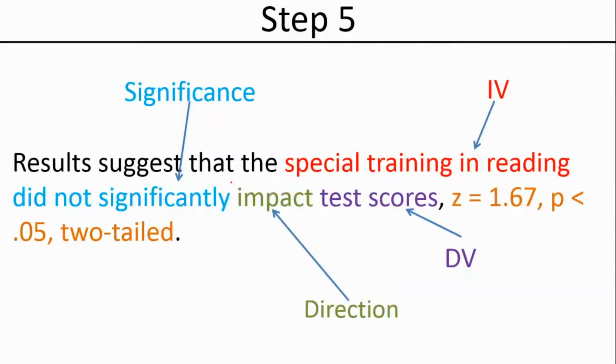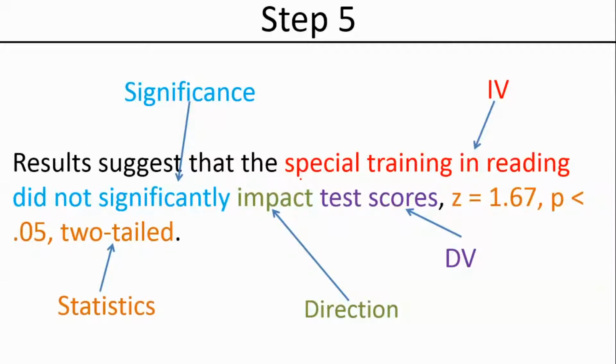Next, we need to look at the direction. Did we have a directional hypothesis, or did we not? If we did not have a directional hypothesis, we can simply say it impacted test scores, or that it affected test scores. If, however, we hypothesized that it increased test scores or decreased test scores, we will need to put that in there because, again, it's providing the context of what we expected to find.